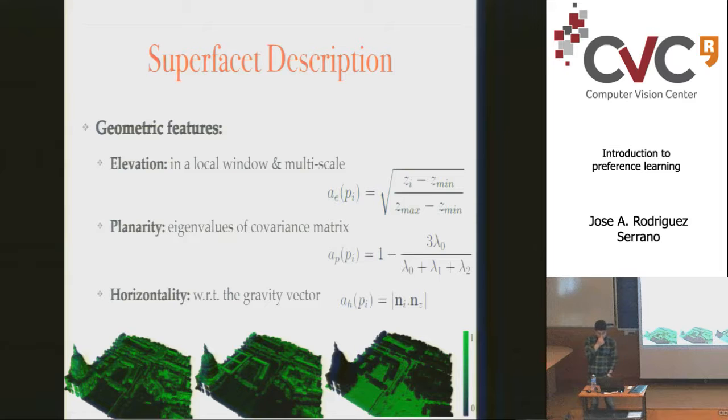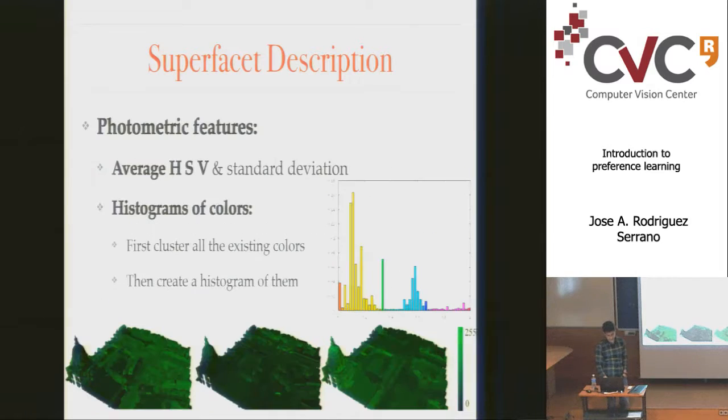And horizontality: because we have the gravity vector, we can judge how horizontal every superfacet is just by checking the angle with this gravity vector.